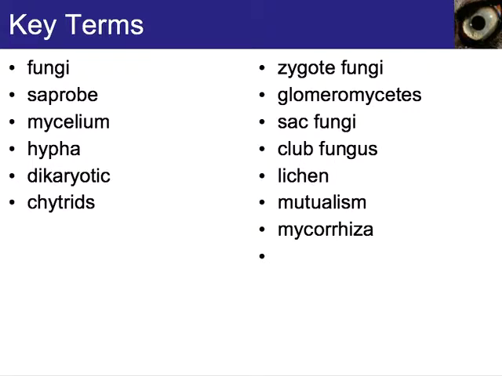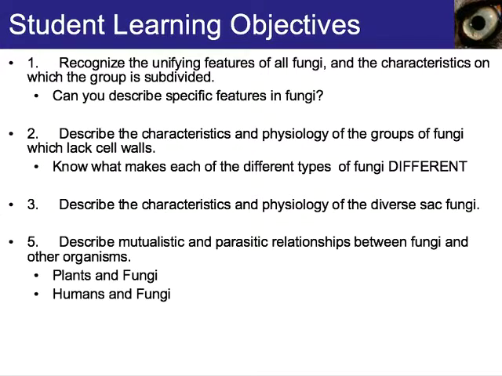These are your key terms. You should be able to recognize the unifying features of all fungi and the characteristics of which group is subdivided, and can you describe the specific features in fungi? You should be able to describe the characteristics and physiology of the groups of fungi with a lack of cell walls. Know what makes the different types of fungi that I presented different. Which ones have flagellated sperm? Which ones hang out with roots? Which ones cause human infections? Where do you get valley fever versus histoplasmosis? Those are the things you should know for your exam.